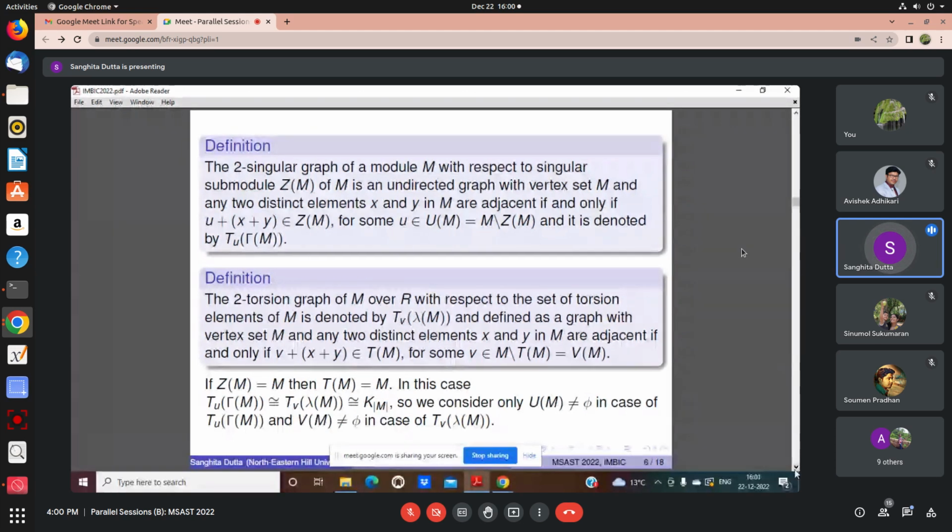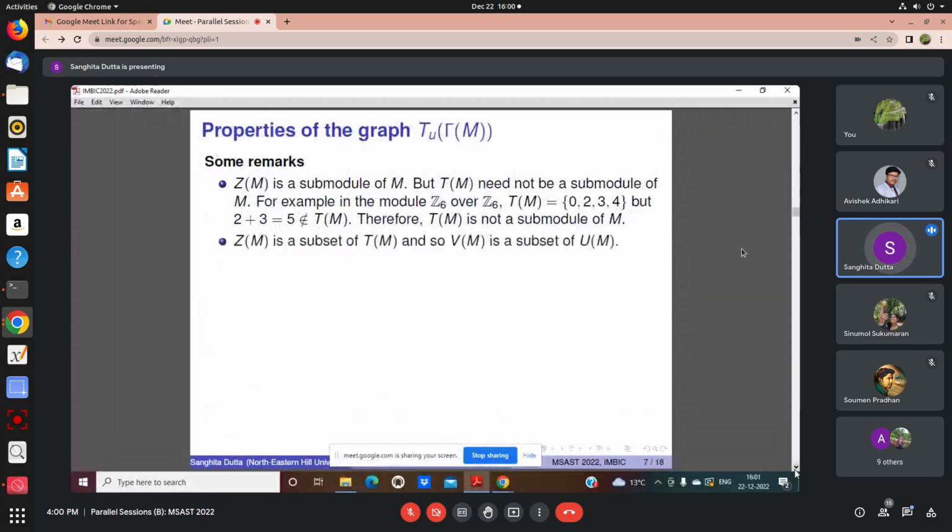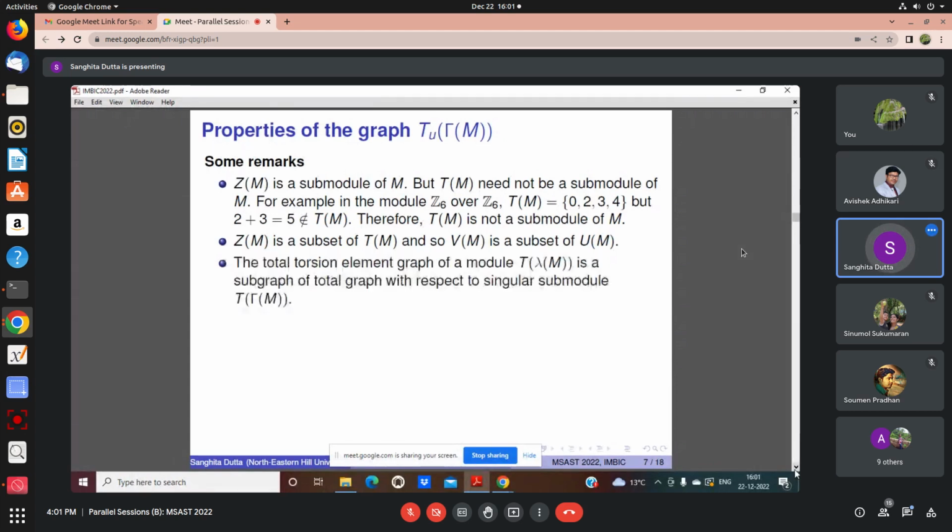Some properties or remarks regarding T_u Gamma(M). First of all, regarding the module, Z(M) is always a submodule of M, but T(M) need not be a submodule of M. For example, in the module Z6, T(M) contains the elements 0, 2, 3, 4 as the torsion elements, but we know that T(M) is not a submodule because 2 plus 3 does not belong there. Next we see that Z(M) is a subset of T(M), and so B(M) is also a subset of U(M).